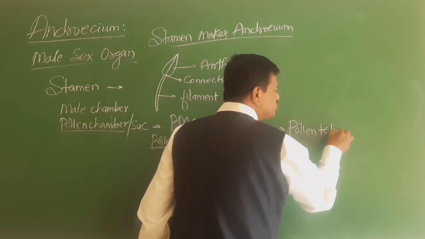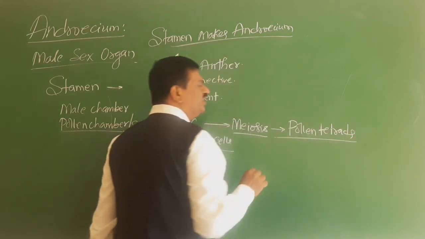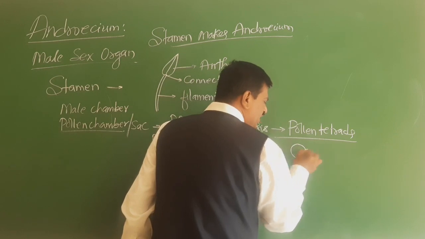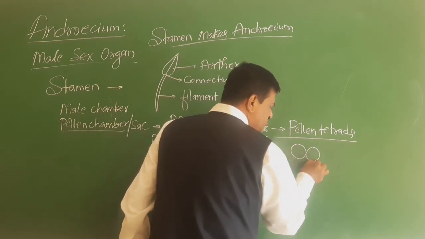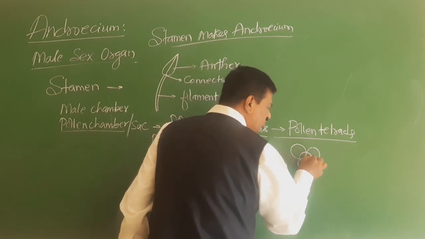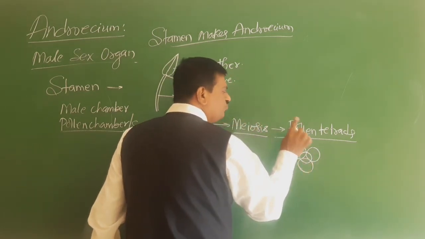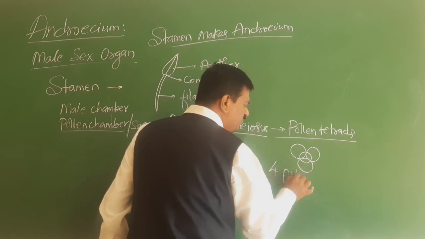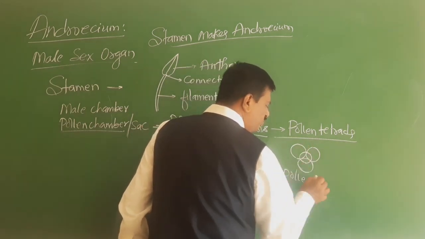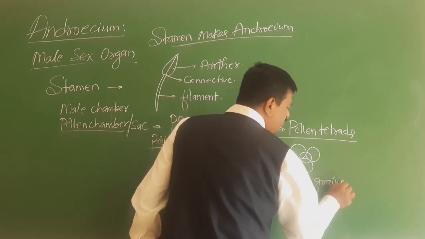pollen tetrads. The word tetrads means four. Here one pollen grain, and the other one like this, the third one is here, and the fourth one is overlapping on this. So there are four pollen grains present, hence we call it pollen tetrads. Four pollen grains have been produced.